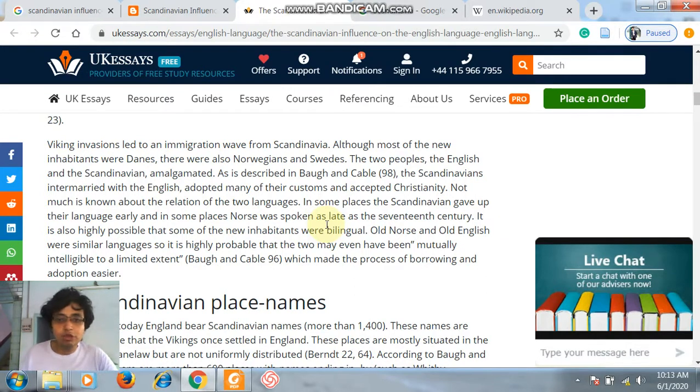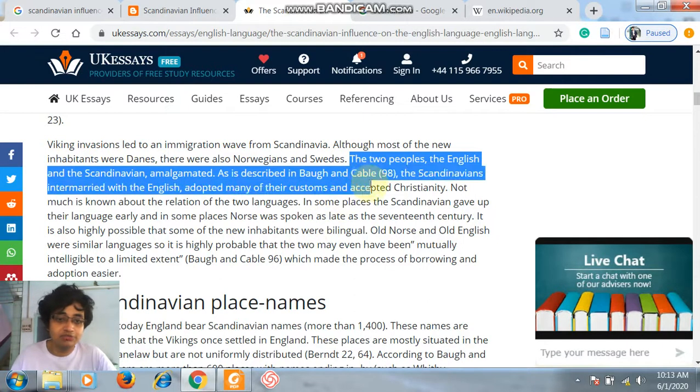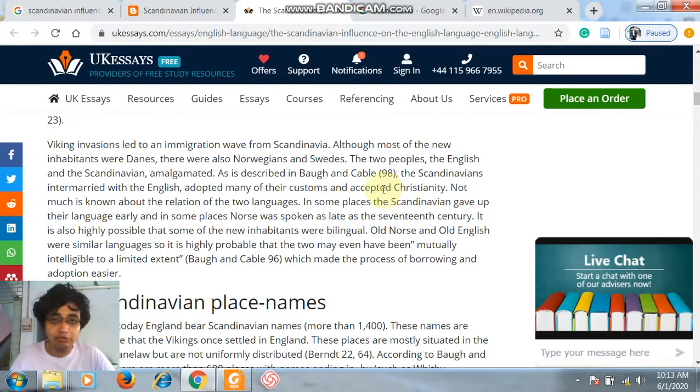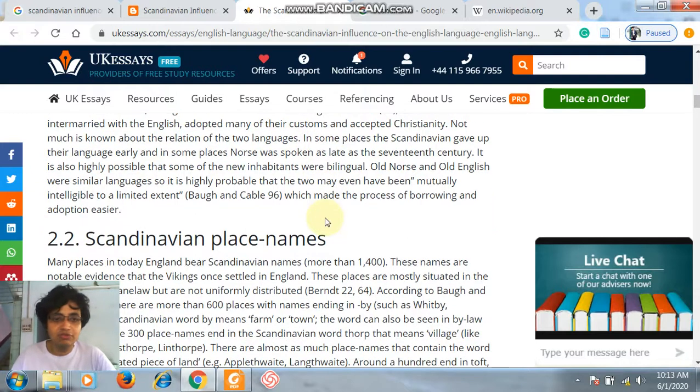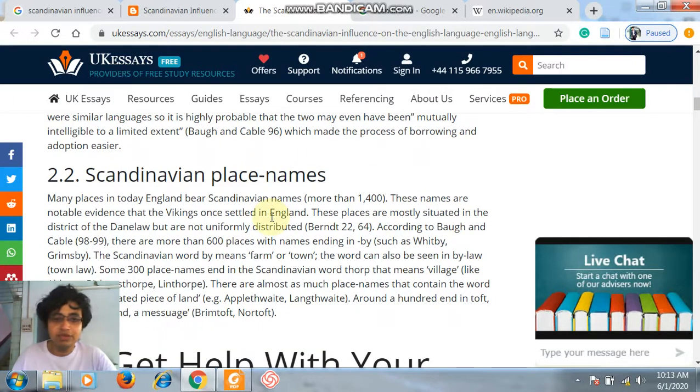So the two peoples, the English and the Scandinavians, amalgamated. They very strongly amalgamated with one another, as described in A.C. Baugh's book. The Scandinavians intermarried with the English, adopted many of their customs and accepted Christianity. Not much is known about the relation of the two languages. In some places, the Scandinavians gave up their language early, and in some places, Norse was spoken as late as the 17th century. They were similar languages, so it is highly probable that the two may have been mutually intelligible to a limited extent, which made the process of borrowing and adoption much easier.